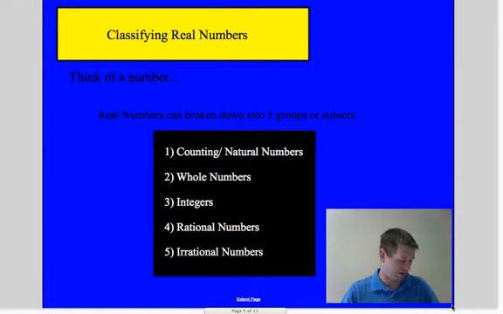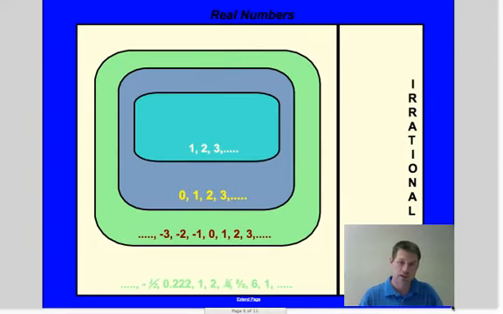The first one is counting/natural numbers. The second one is whole numbers. The third one is integers. The fourth one is rational numbers. And the fifth one is irrational numbers. So that's what we're talking about. We're going to start breaking this down. You're going to have to do a little bit of flip-flopping here as we go, because we're going to talk about the definitions as we do this.